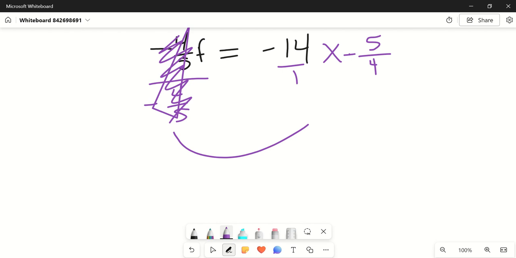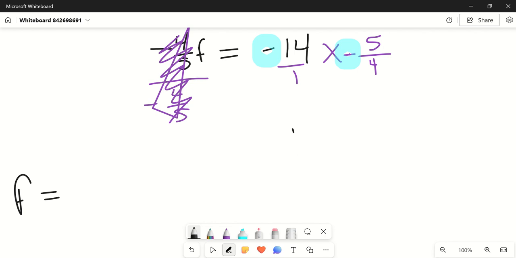Okay? So now I've got F equals negative 14 over 1 times negative 5/4. Now, our answer right off the bat is going to be what, ladies and gentlemen? Positive, because I've got a negative times a negative. So, right off the bat, F is going to equal a positive, which is a first in academics. No one got the joke.